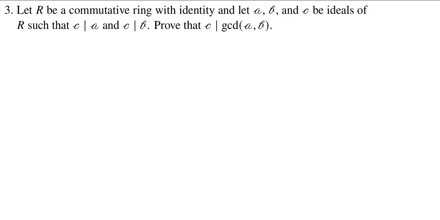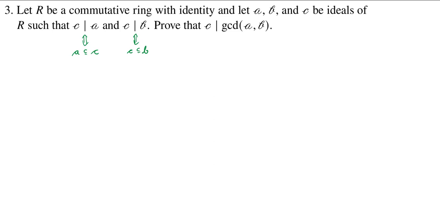So quick reminder, in our class we defined divisibility of ideals in a way consistent with how Dedekind defined them originally. It's not really the modern way of defining it, but for our purposes in class, this was good enough. So C divides A if and only if A is a subset of the ideal C. So similarly here, C divides B if and only if B is a subset of the ideal C.